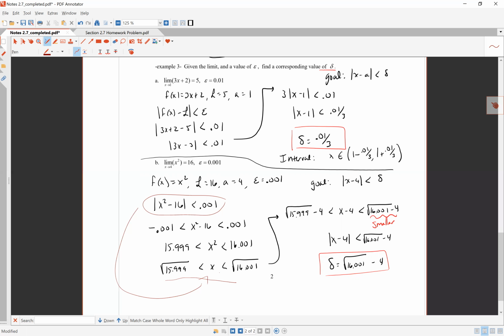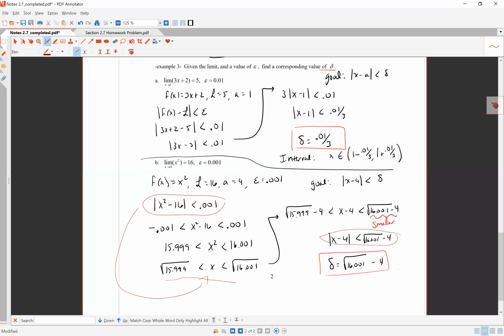Now let's subtract 4 from each side. What you're going to get is that if the absolute value of x minus 4 is less than the square root of 16.001 minus 4, then we know that, if this is true, this is our delta.